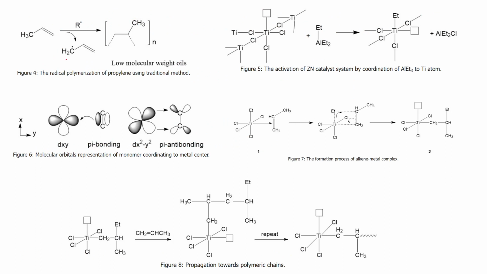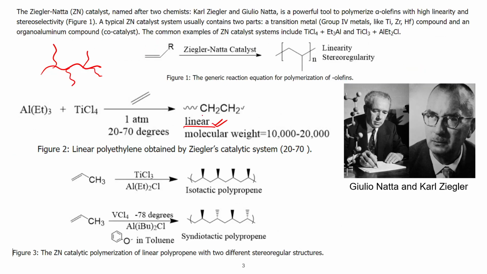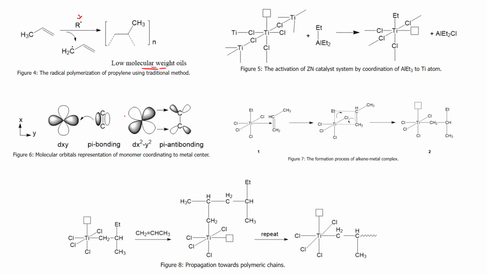What we are talking about is that when we do polymerization using traditional methods, meaning radical polymerization, branching is one of the issues, and obviously quenching of the radical is very easy. So only low molecular weight oils could be achieved in that era. That's why this discovery was very important at that time, so that they could achieve linear polymers as well as molecular weights up to this high, 10,000 to 20,000. That's the importance of this discovery.